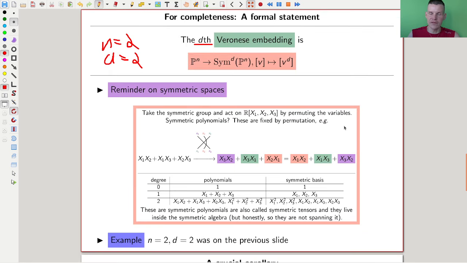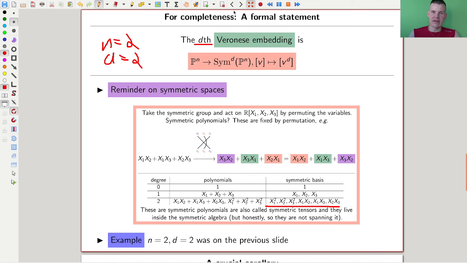And as I said, in order to prove this, use this type of embedding of projective space into its d-th symmetric power, where you just send the coordinates to the corresponding symmetric basis. A reminder here: for the symmetric power, you act by permutations on the polynomial ring, and the symmetric polynomials are those that are invariant under that action. The symmetric basis is the corresponding basis of the symmetric power, which is obtained by looking at the symmetric polynomials, taking out the plus signs, and writing them in terms of a basis.